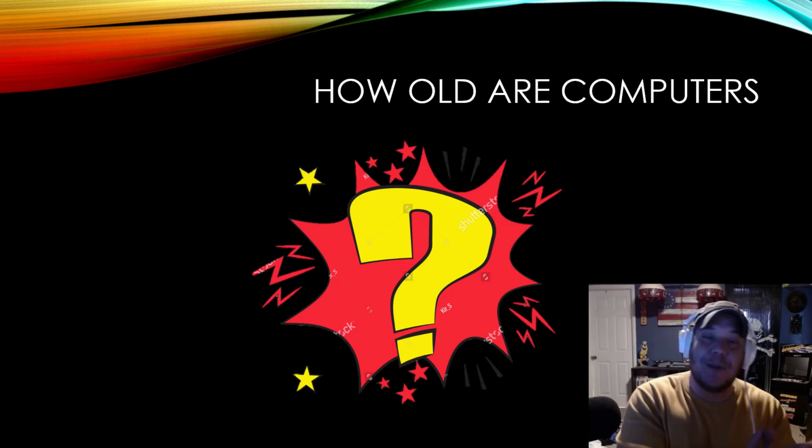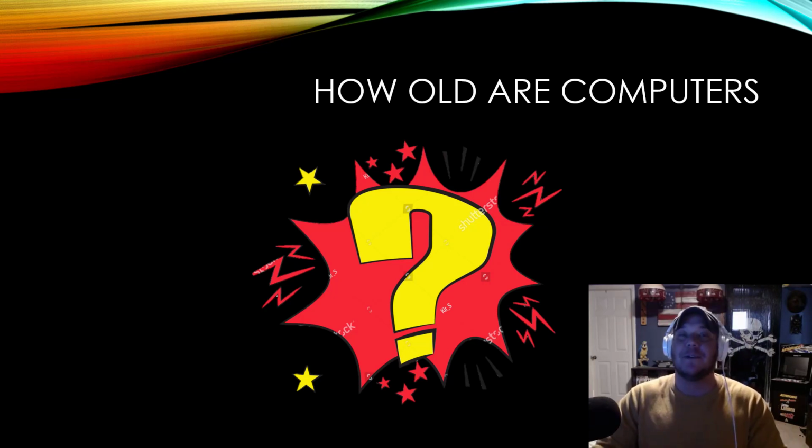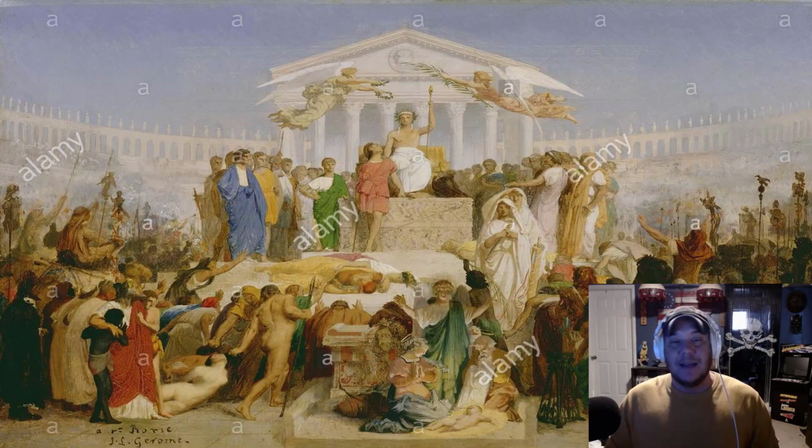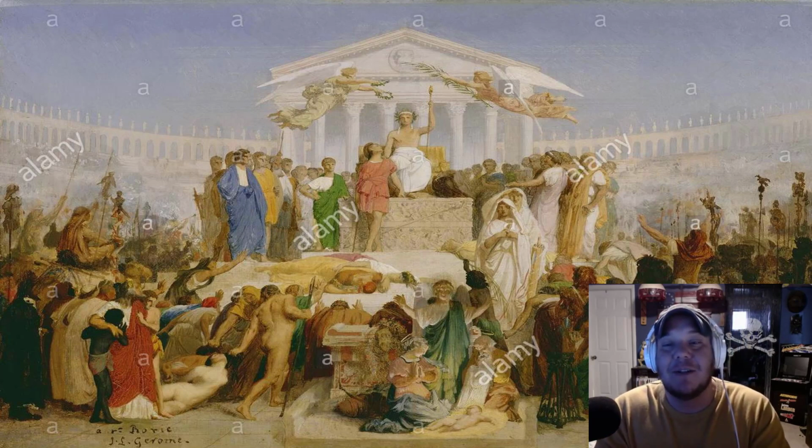So if the modern age goes back to 1944, that must mean that there is a previous age. Is that 50 years, 100 years, 1,000 years? How old are computers? What if I told you that the very first computer came to be about 2,100 years ago? That's 2,000 plus years old.